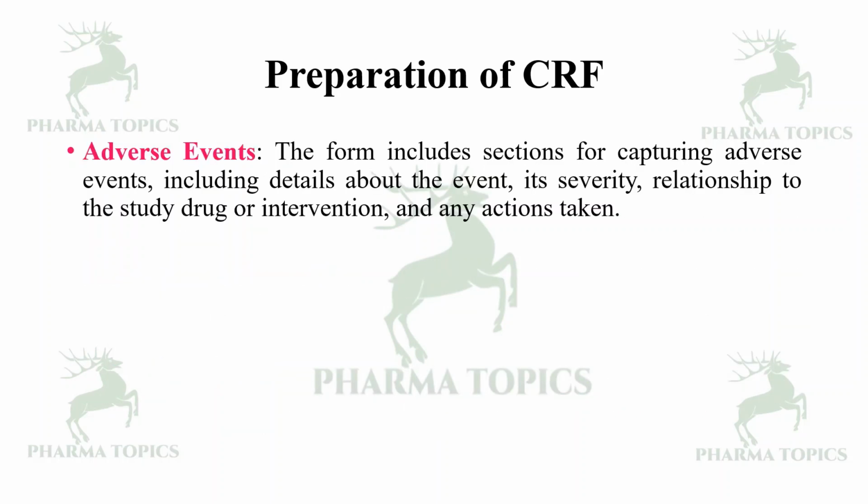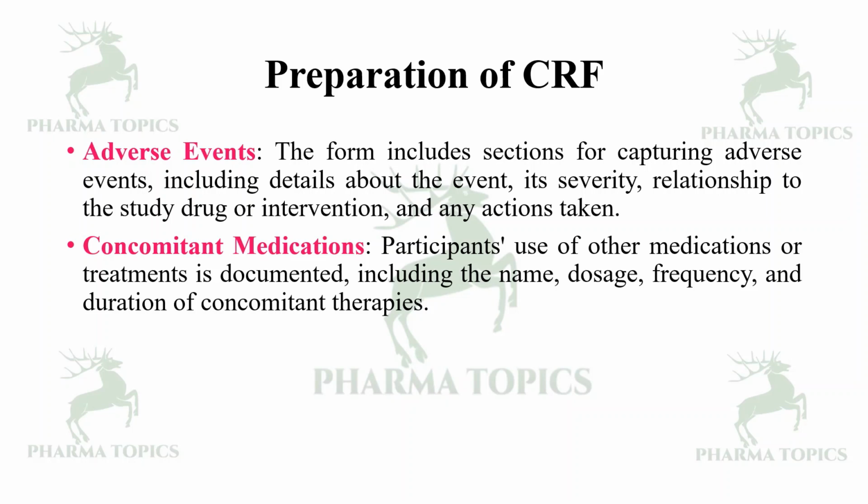Then adverse events. The CRF should contain sections for capturing adverse events, including details about the events, its severity, relationship to the study drug or intervention, and any actions taken. Then concomitant medications. It should have details about the participants' use of other medications or treatments, to be documented, including name, dosage, frequency, and duration of concomitant therapies.